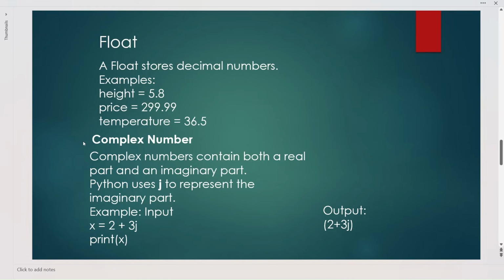The complex numbers. Complex numbers contain both a real part and an imaginary part. It will store whether it is real or imaginary. So here x equal to 2 plus 3j. So here i and j we are going to use for the real or imaginary part.